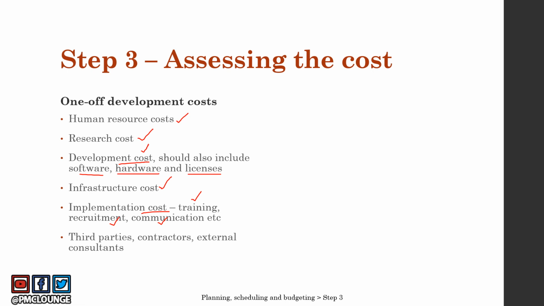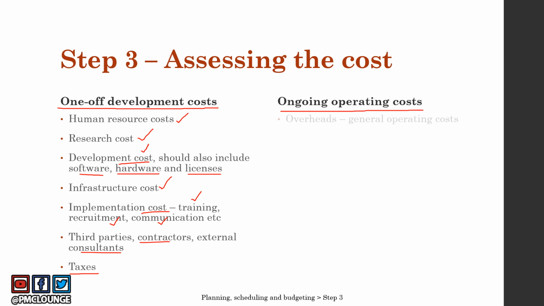Then you've got third parties, contractors, external consultants if you need them. These all are one-time costs, including taxes required to be paid as part of the project. So these all are one-time development cost for your project. And the second one, like I said, when you're assessing the cost, is the ongoing operating costs.